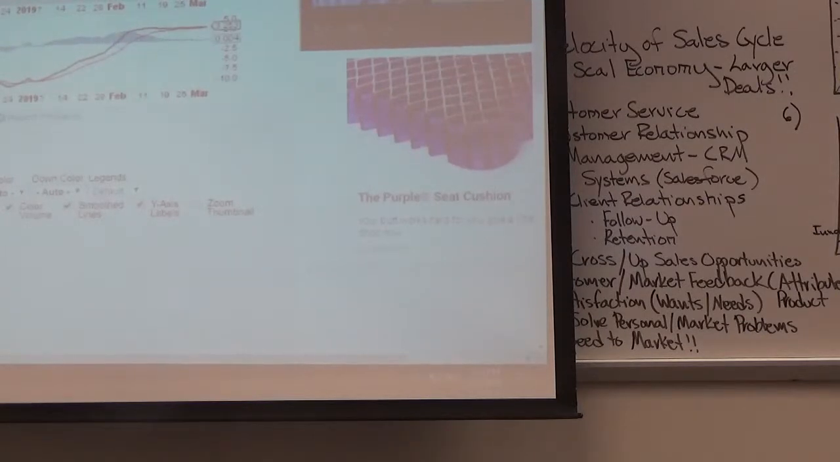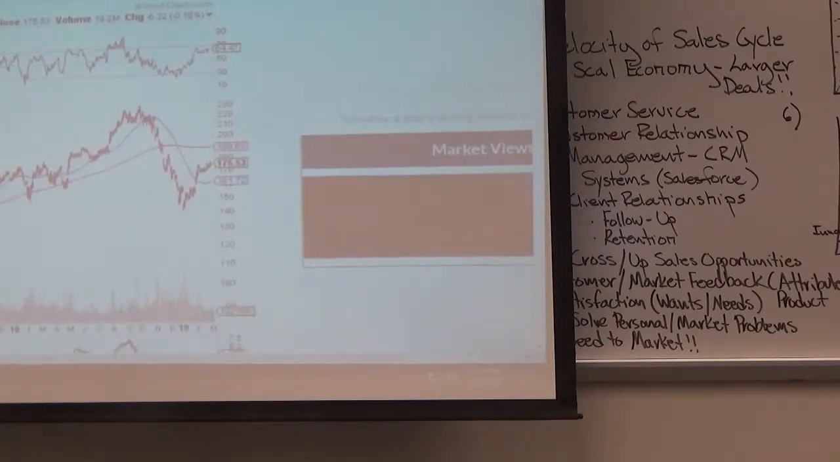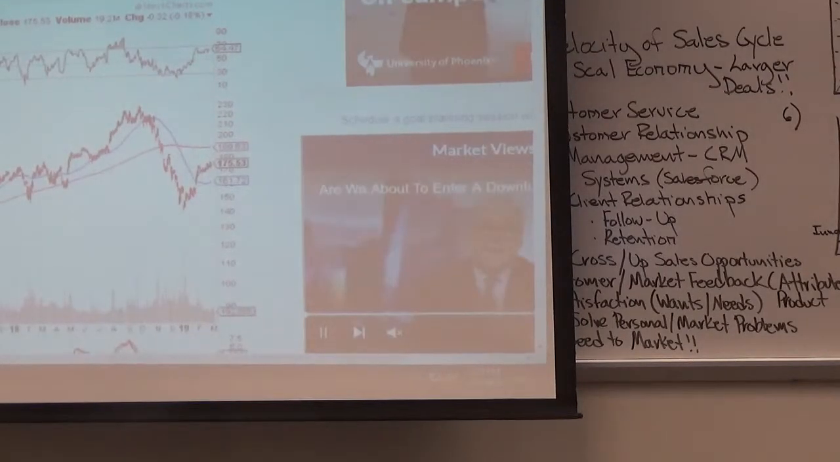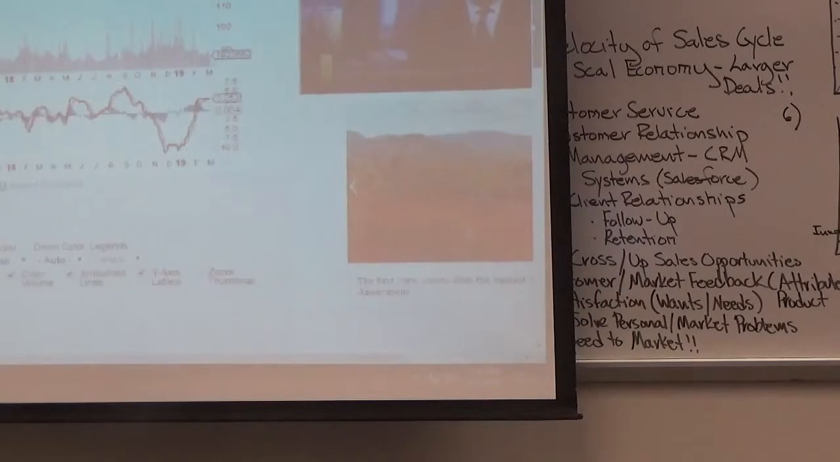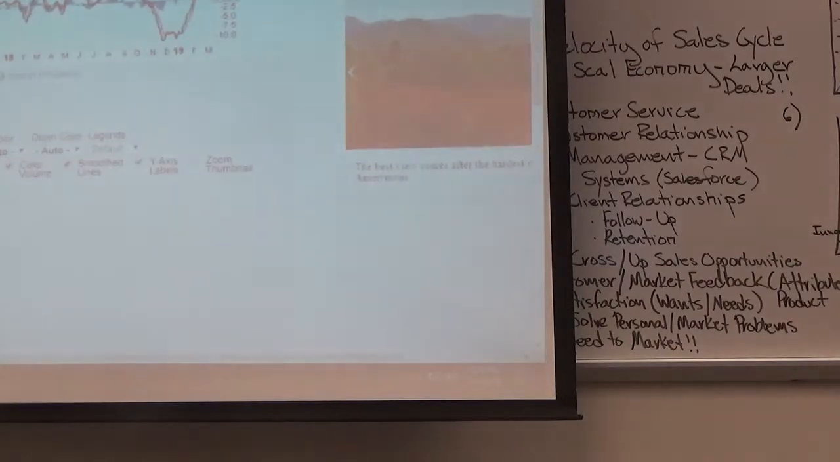How am I doing on time? 25 minutes. Okay, perfect. You go to 3 years, and then hit update. Now I have the 3-year chart. And then you're going to go down here to where it says overlays.